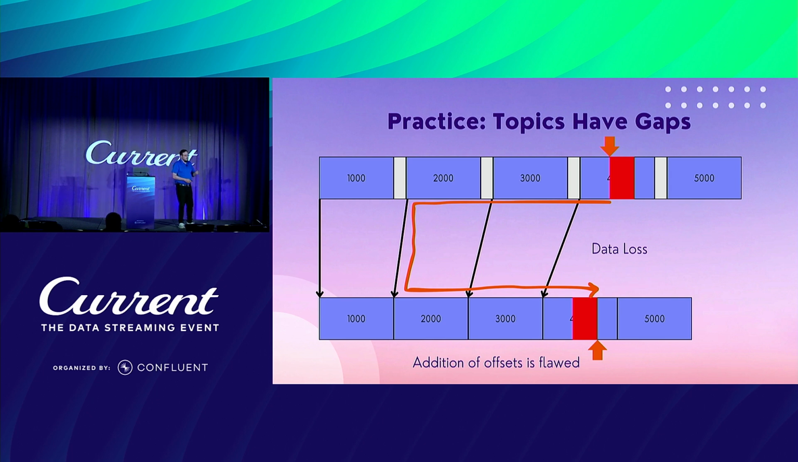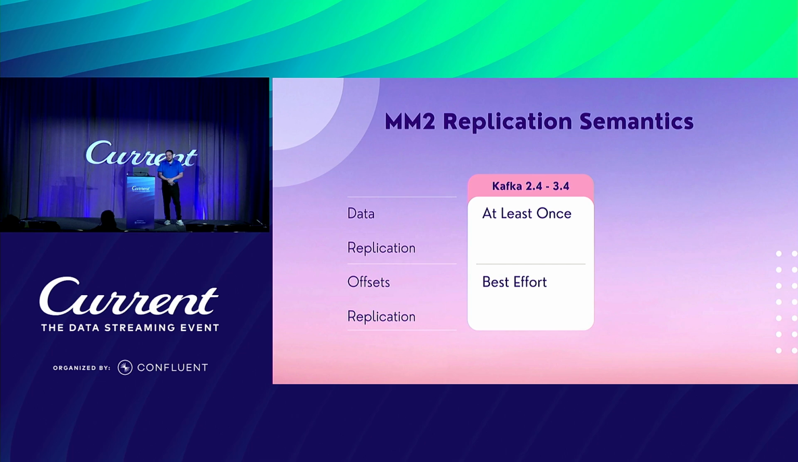Most importantly, the data replication has proceeded normally. The data actually is there in the topic. It's just when you use consumer groups that the failover does not deliver all of the data. So what does this mean for our delivery guarantees and our replication semantics?